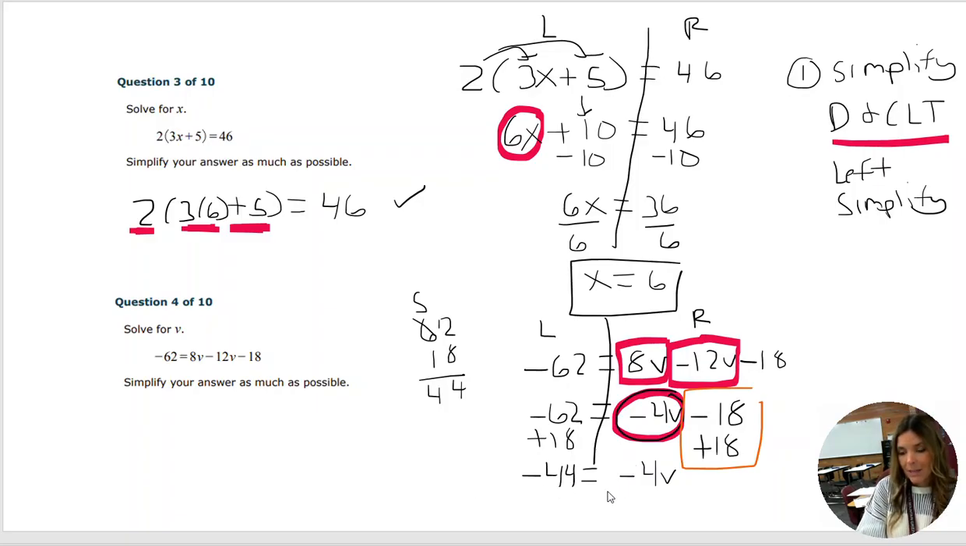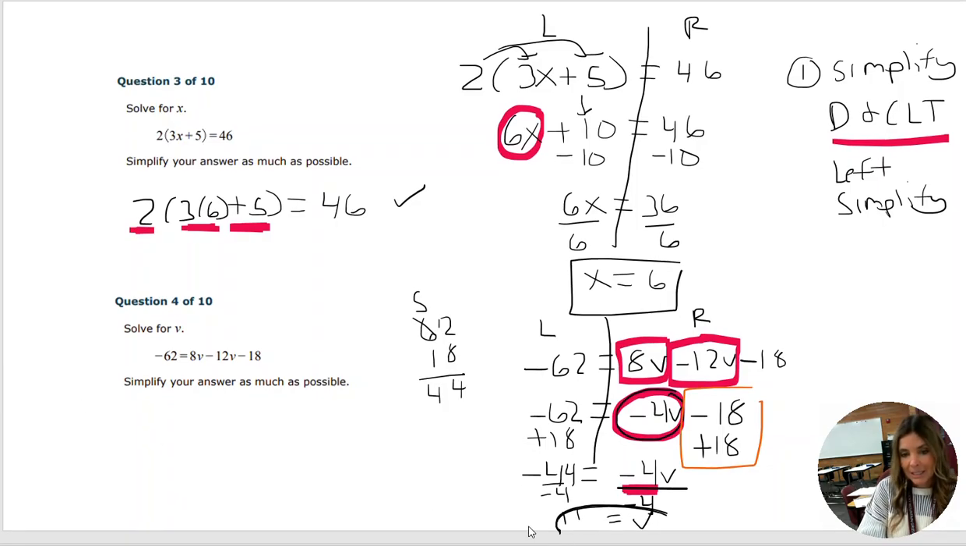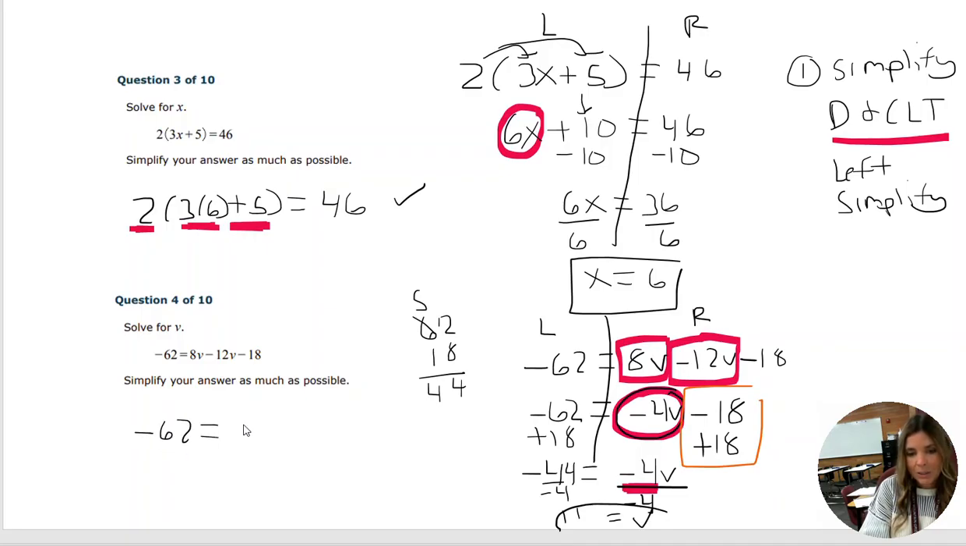Okay, last step, don't forget your negative sign. This is negative 4 times v. So in order to make that a positive 1v, I have to divide by a negative. A negative 4 divided by a negative 4 is what leaves me with a positive 1v. If I divide both sides by negative 4, I get 11. 11 is the solution. Negative 62 is what makes 8 times 11 minus 12 times 11 minus 18 a true statement. Okay, moving on.